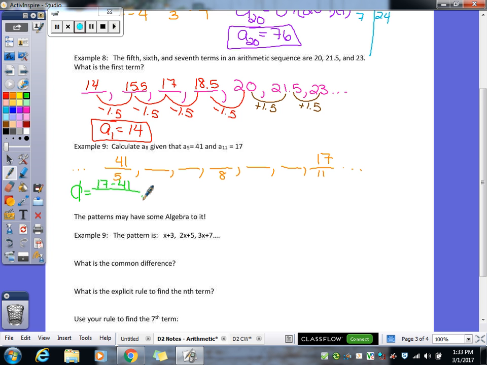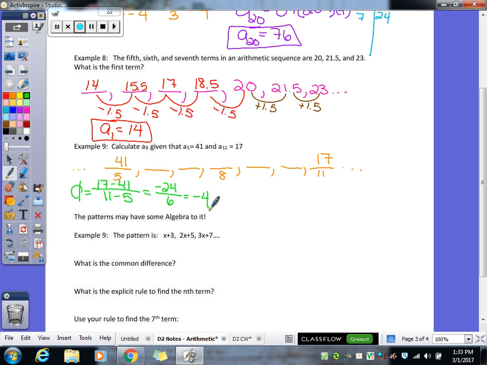So my 11th term minus my 5th term over 11 minus 5, their positions subtracted. So 17 minus 41 gives us negative 24 over 6. So we should get a negative 4.